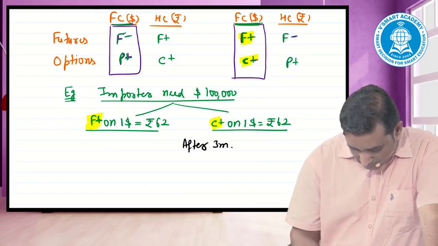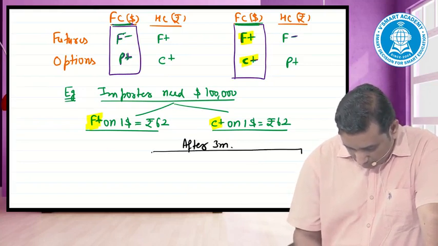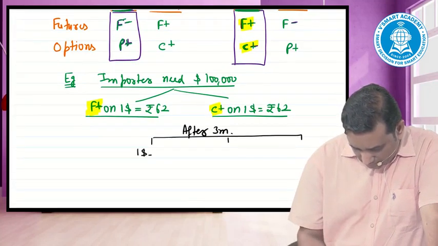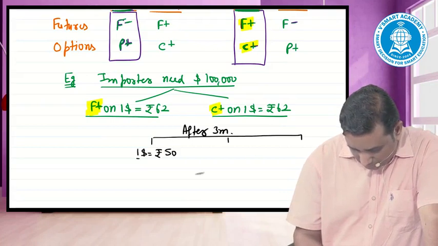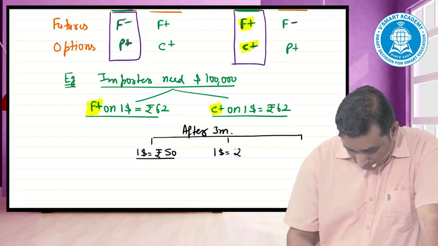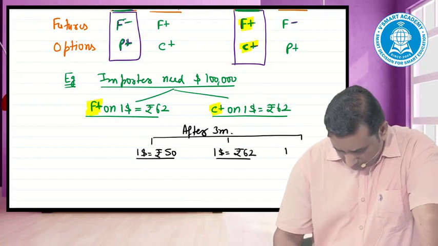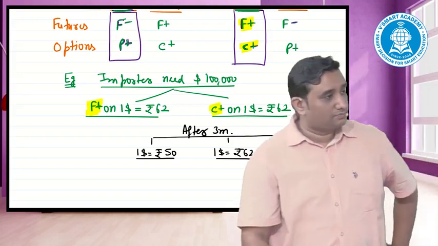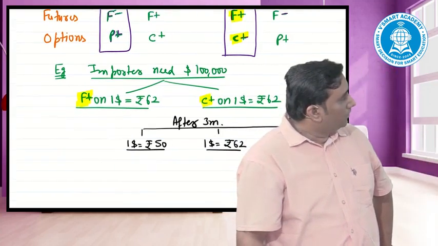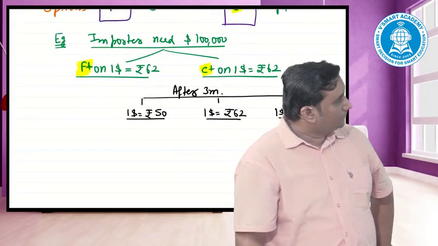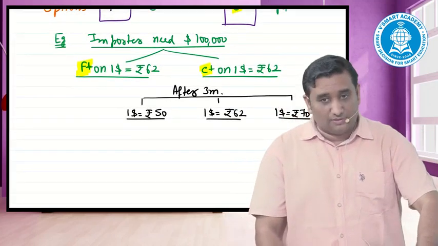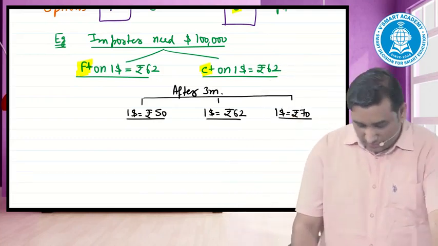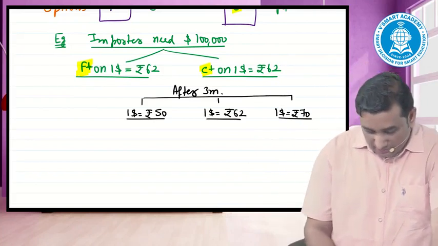After 3 months, the rate can become any one of them in the market. Either $1 will become, let's suppose, 50, or $1 stays at 62, or $1 becomes 70. I'm assuming a futures market.